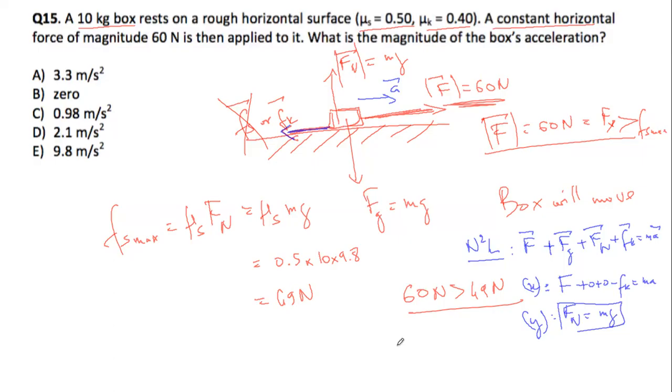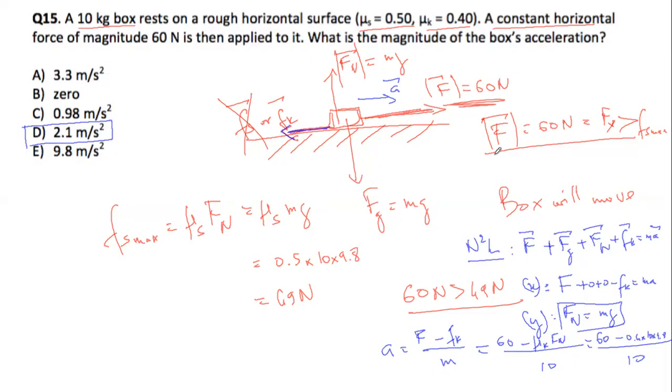If I combine both, the acceleration is F minus Fk divided by m. So it's 60 minus Fk, which is mu k Fn, divided by m, which is 10. So it's 60 minus 0.4 times Fn, which is mg, so 10 times 9.8, divided by 10. You do the calculation and you find an acceleration of 2.1 meters per second squared. That's the answer.